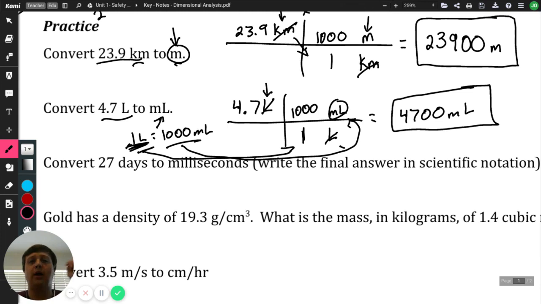So how do we start dimensional analysis? First thing we do is we start with our known. And we know that we have 27 days here. Since I've got 27 days, I know I can go ahead and make that conversion.